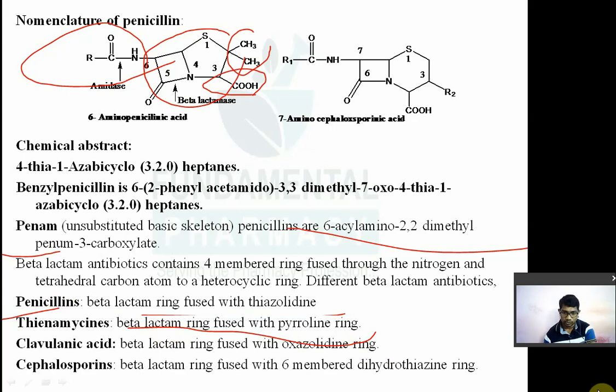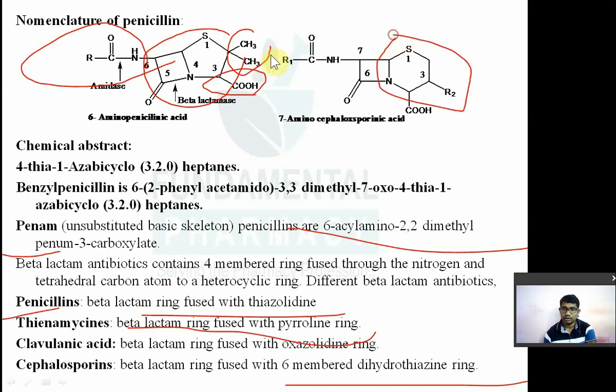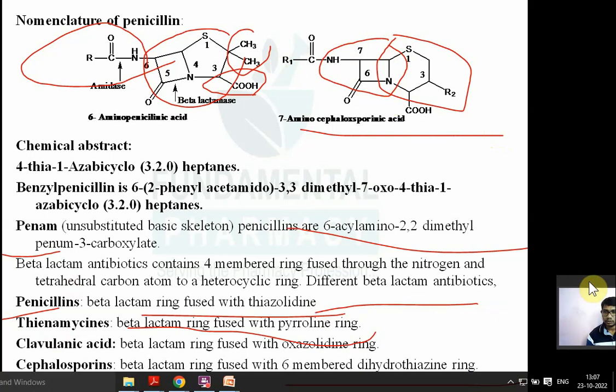In cephalosporin, what is there? Questions come on this. Beta-lactam plus dihydrothiazine ring. In cephalosporins, the beta-lactam ring is fused with the 6-membered dihydrothiazine ring. In penicillins, the beta-lactam ring is fused with the 5-membered thiazolidine ring. Remember this, questions come on it.